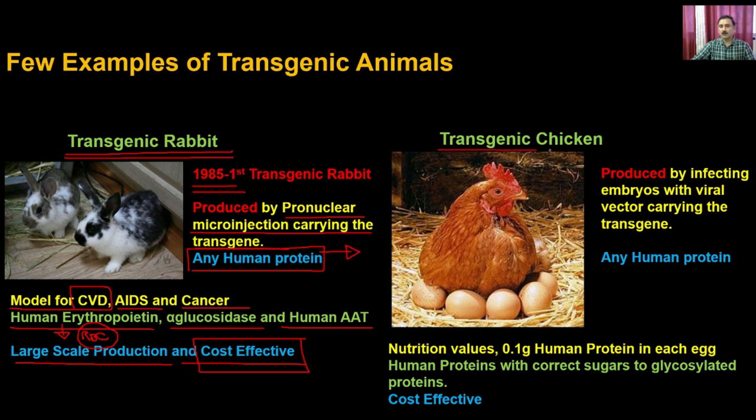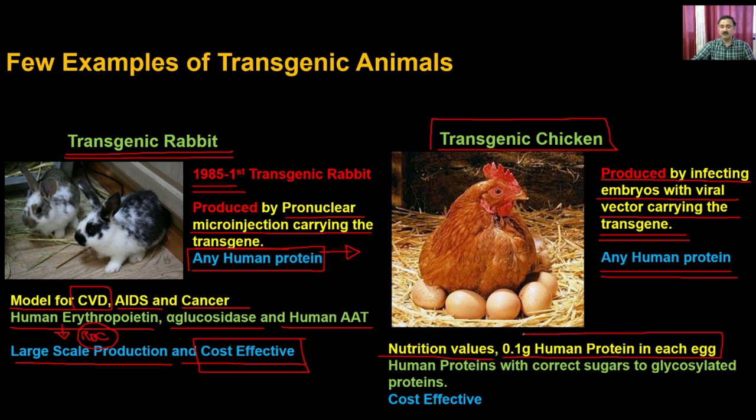Apart from that, you can also have transgenic chickens. So transgenic chickens are produced by infecting the embryos with a viral vector carrying the transgene. So in the case of chicken, you can use the viral vector containing the transgenes, and you can overexpress any human proteins. So the purpose of having a transgenic chicken is that you want to increase the nutritional values of the chicken as well as of the egg. So in this case, for example, you can have even up to 0.1 gram of human protein in each egg, which is going to be a very high amount of protein.